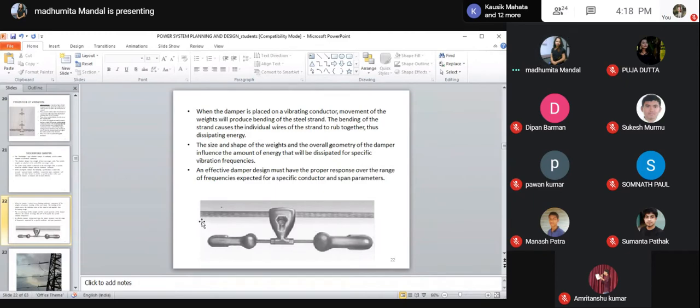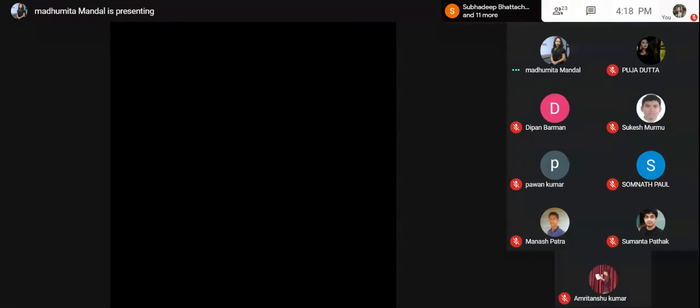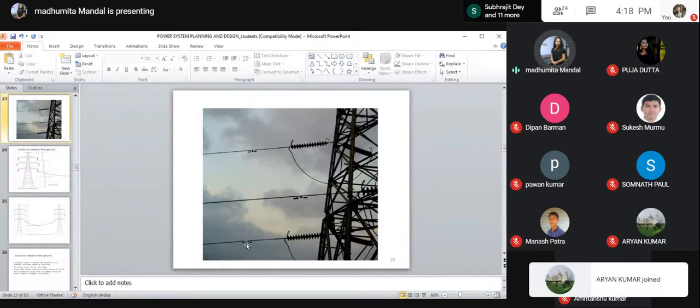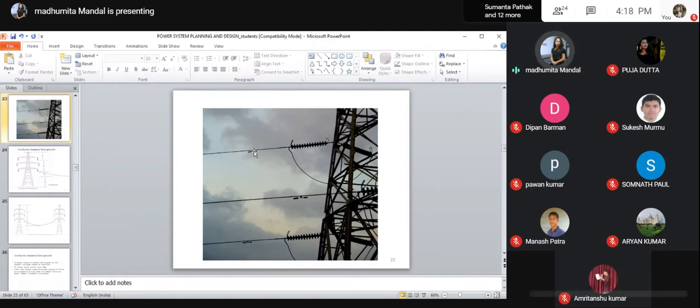Okay, the size and shape of the weights and the overall geometry of the damper influence the amount of energy that will be dissipated for specific vibration frequencies. An effective damper design must have the proper response over the range of frequencies expected for specific conductor and span parameters. So this is how the dampers are connected in a circuit. These three are the stock bridge dampers.